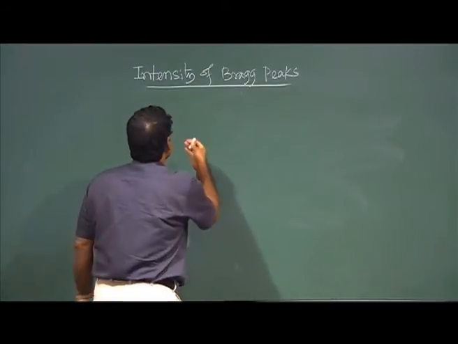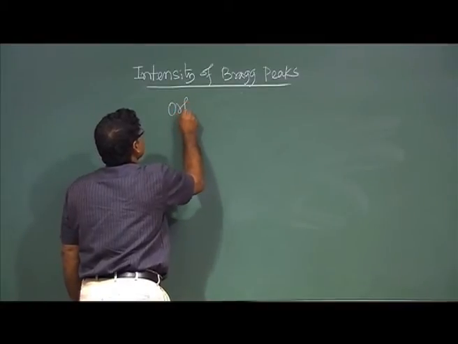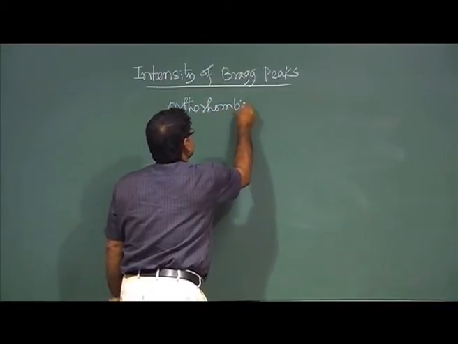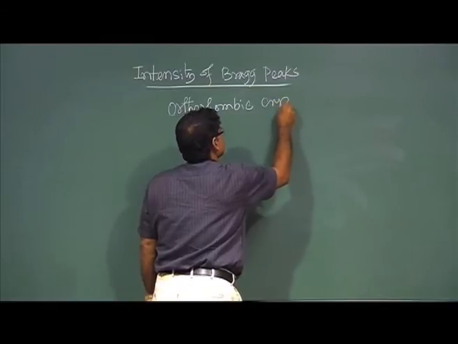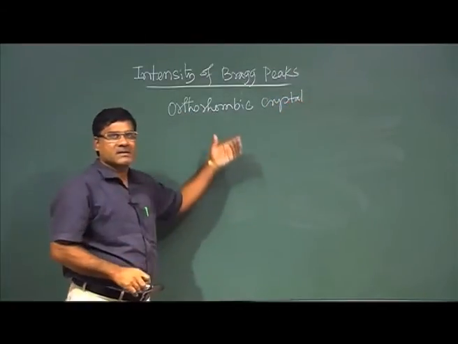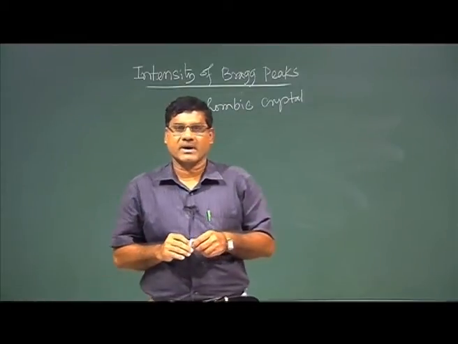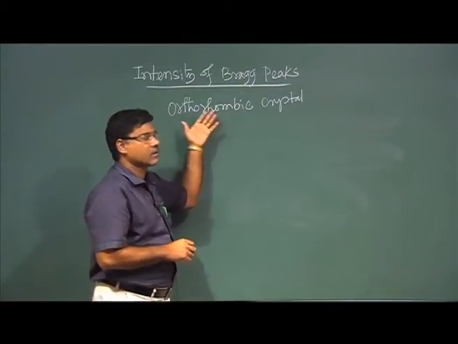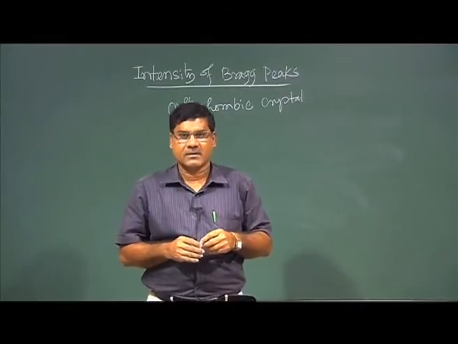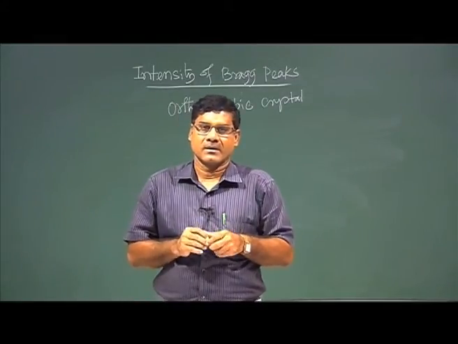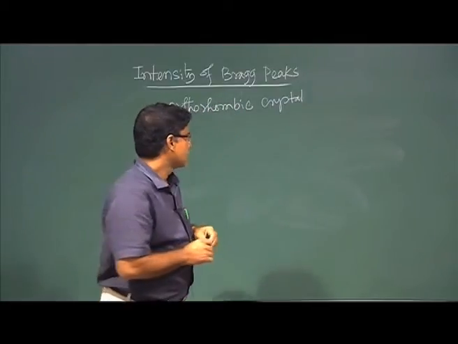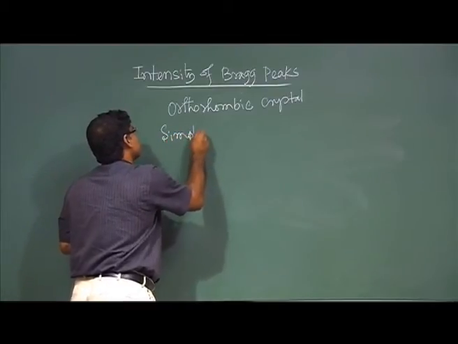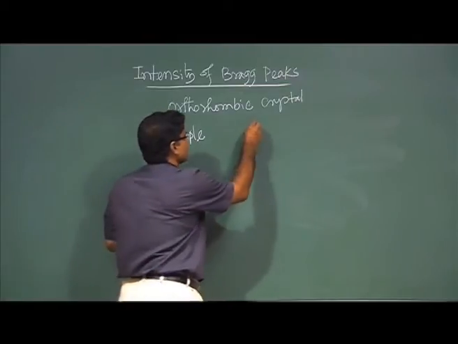If you take just an orthorhombic crystal, it has 4 Bravais lattices: simple orthorhombic, body centered orthorhombic, face centered orthorhombic and base centered orthorhombic. So, I consider the simple orthorhombic and base centered orthorhombic.